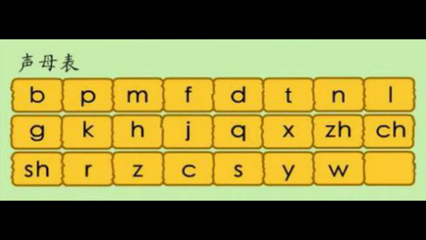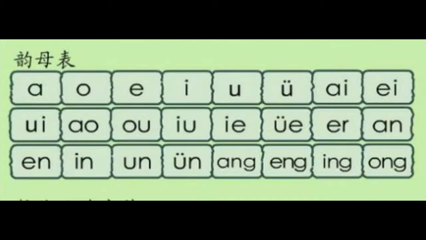And next, I'm gonna show you guys the final sounds. It looks like the English alphabet too, but it's a different pronunciation. So the first one is a, o, e, i, u, ü, ai, ei, ui, ao, ou, iu, ie, üe, er, an, en, in, un, ün, ang, eng, ing, ong.